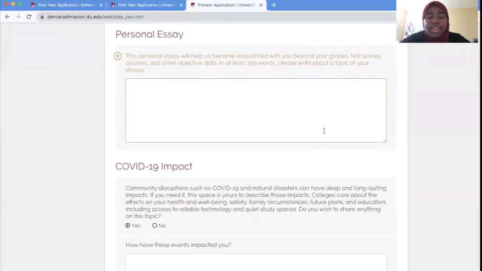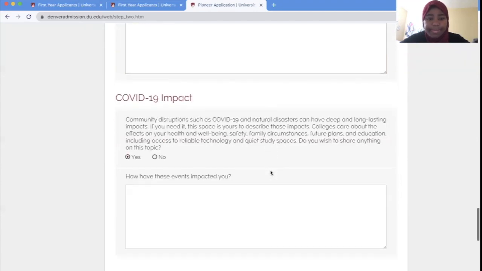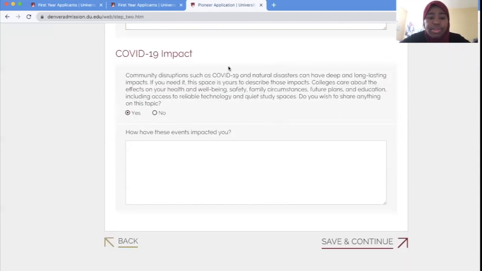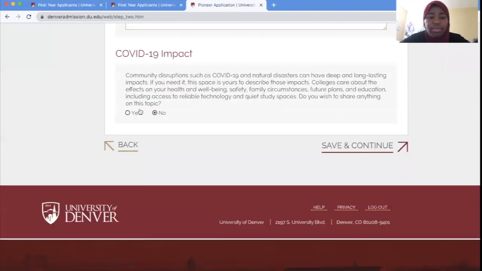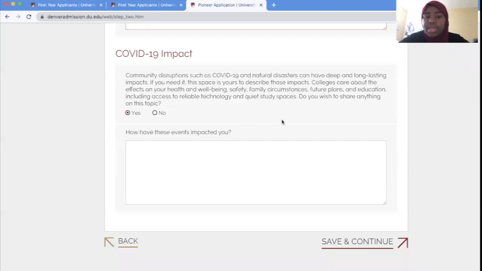And then the personal essay. So the personal essay is a great way for the counselors to get to know you outside of academics. You can write about any topic of your choice, and it's a really nice way just to write about yourself or anything beyond academics. There's another essay portion that is optional, and this asks you if you've been impacted by COVID. You have the option to explain. And save and continue.